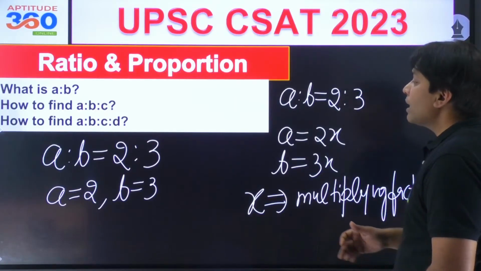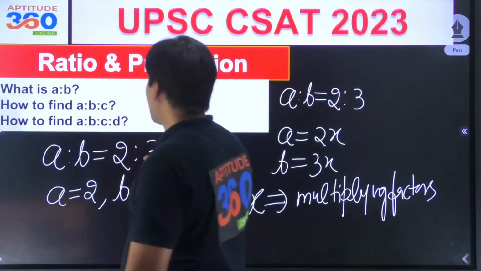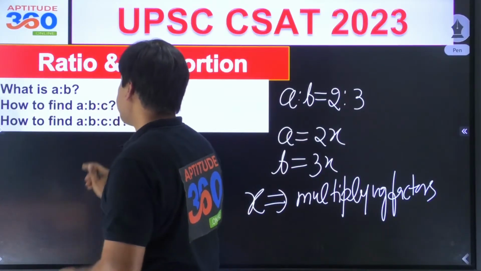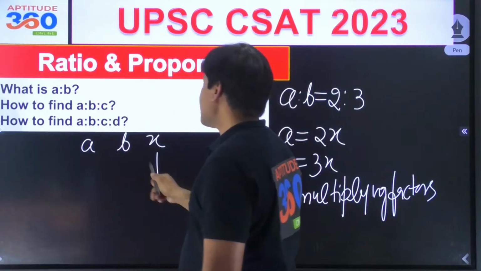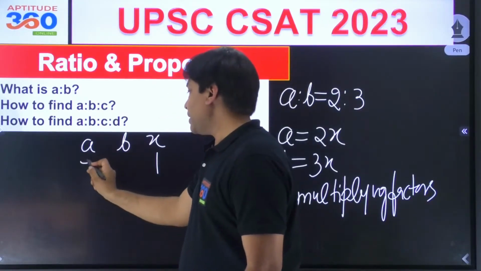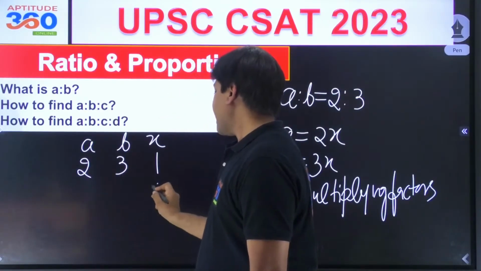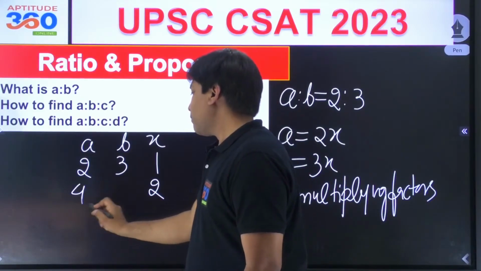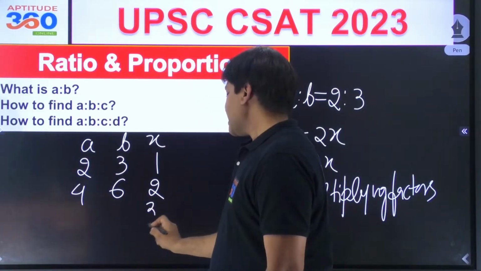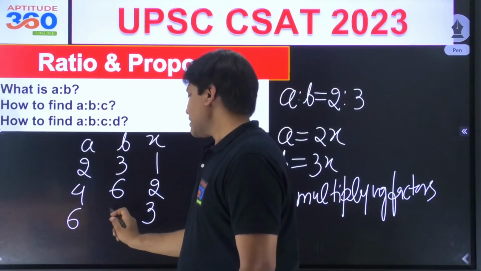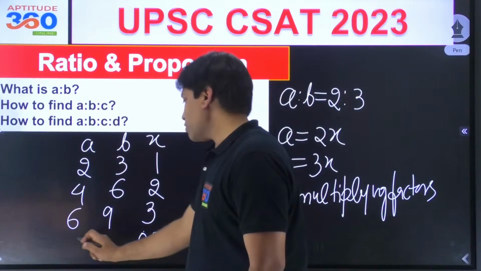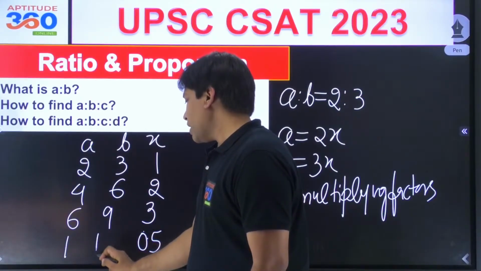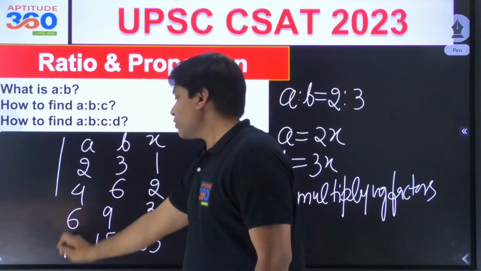यही है ना. जैसे अगर हमारे को, मैं एक टेबल बना दूं यहां पे, ये रहा A, ये रहा B, ये रहा x. If x is 1, then A and B they are 2 and 3. If x is 2, then this becomes 4 and 6. If x is 3, this becomes 6 and 9. If x is 0.5, then this is going to be 1 and 1.5. Are you understanding this?